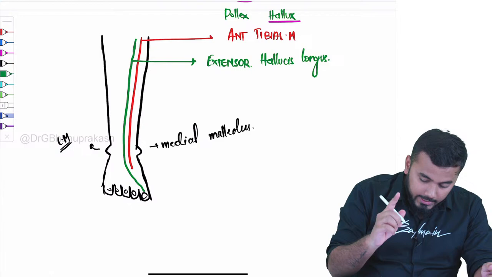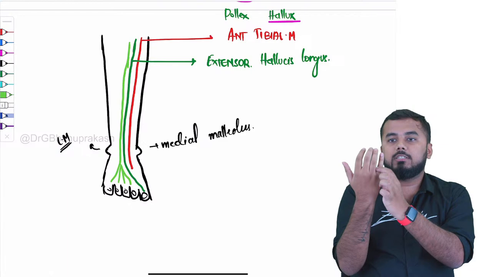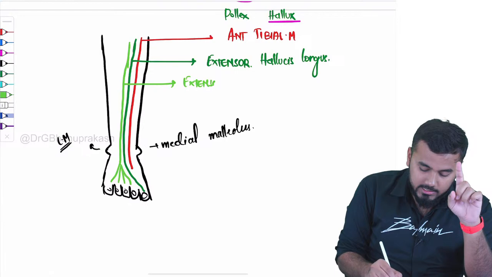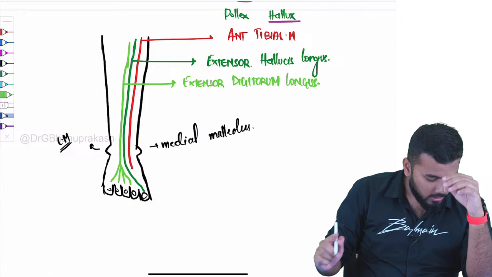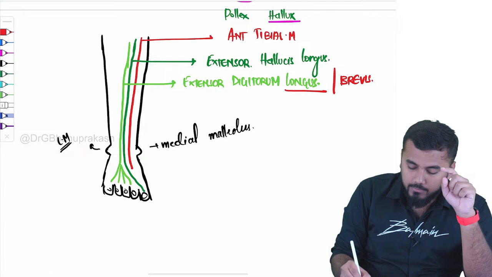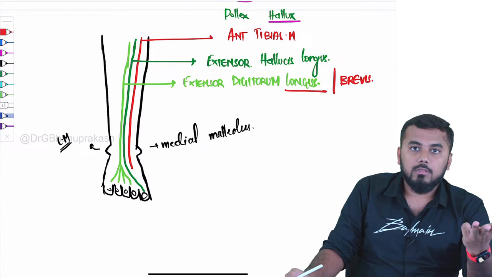Next, there is another muscle that is coming all the way down like this, and it is attaching to all these digits. In the same way, in the foot also, they are called digits. And by the way, don't forget, we are discussing extensor group muscles. So this is extensor, attaching to all the digits, so digitorum, and these tendons are very long, so longus. Extensor digitorum longus. Whenever you think of extensor digitorum longus, there will also be extensor digitorum brevis. Clear? Tibialis anterior, extensor hallucis longus, extensor digitorum longus, extensor digitorum brevis, and the last muscle, guys.